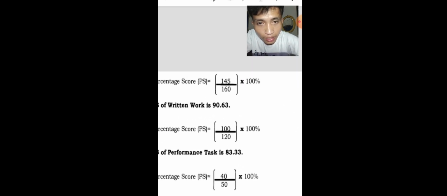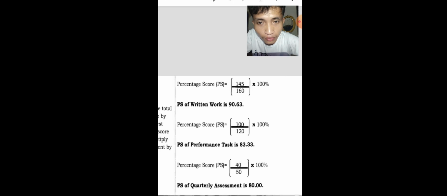Times 100%. So the percentage of written work for learner A is 90.63, the same as learner B and learner C. Those are the steps we did: we divide the total raw score by the highest possible score, then after that, we multiply it by 100%.